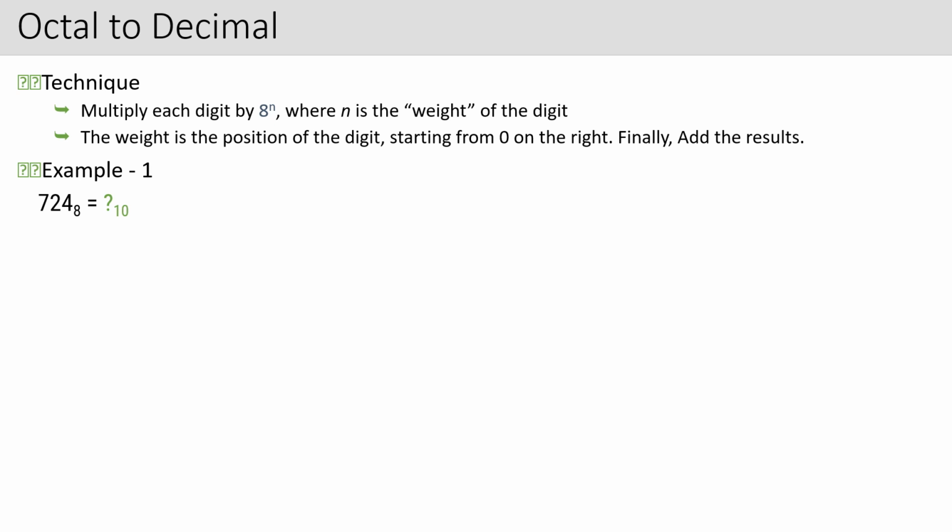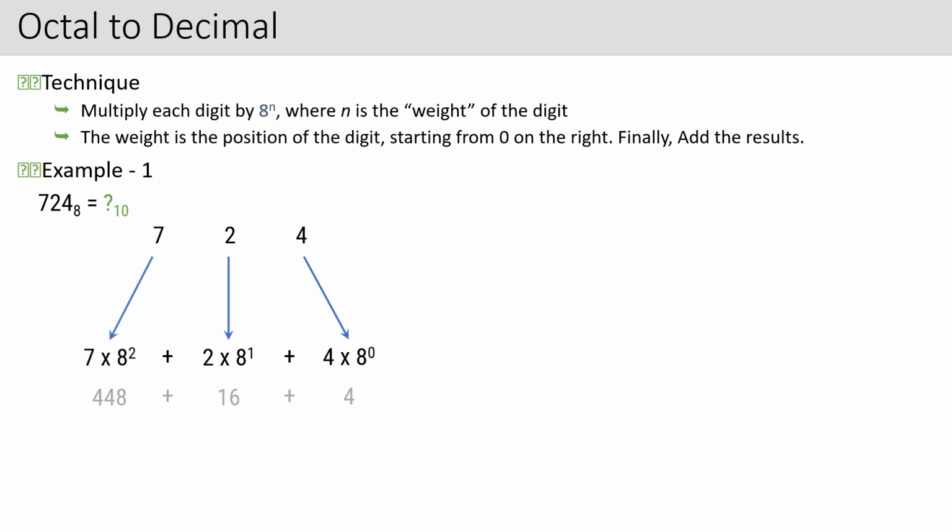So what will you do here? 7 2 4. What will you do? 4 is there. So you will multiply 4 by what? 4 into 8 to the power, because you'll have to start from 0. So you will write 4 into 8 to the power 0. Clear? Then you will write 2 into 8 to the power 1 and 7 into 8 to the power 2.